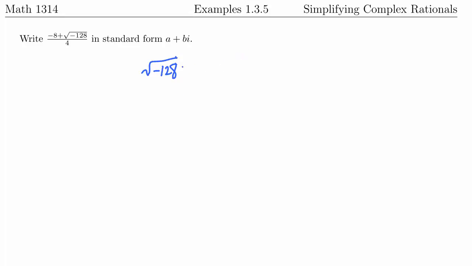We should already know how to do this. That gives me i times the square root of 128. And the factors of 128, I'm not entirely positive, but because 8 is even, I know 2 goes into it evenly. 2 goes into 128 64 times. If you're really good, you should realize that 64 is a perfect square. So 128 is 64 times 2.